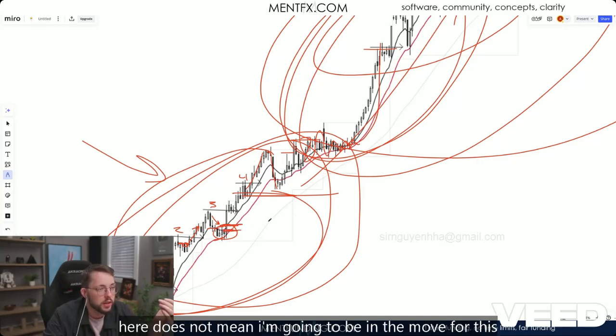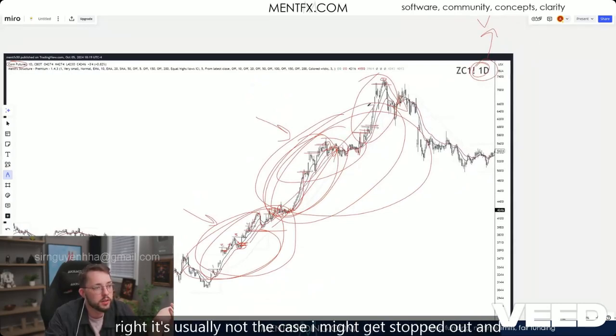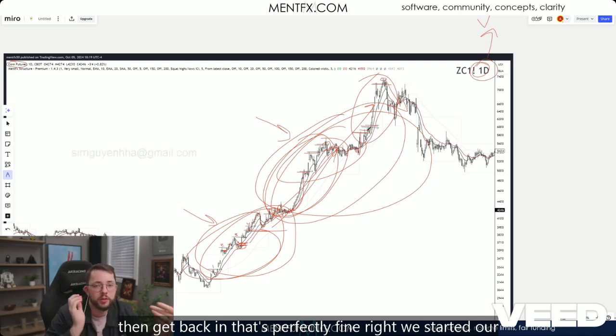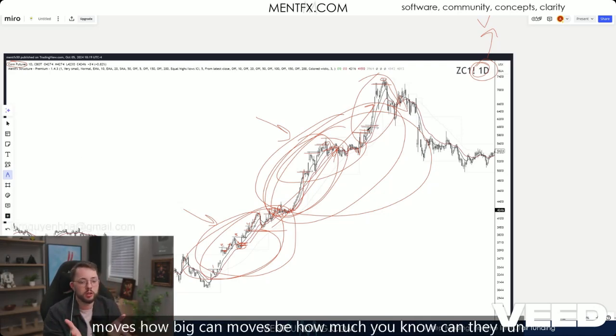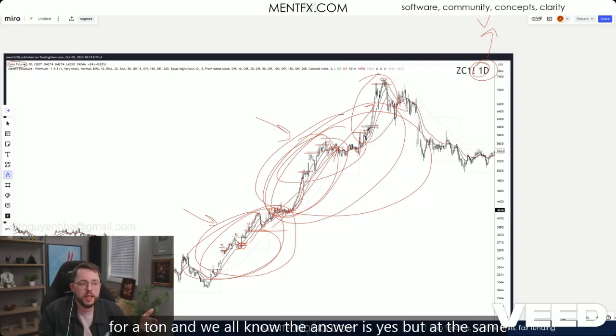Now, I personally, just looking at this, just because I get involved, let's say here, which I might have, does not mean I'm going to be in the move for this, right? It's usually not the case. I might get stopped out and then get back in. That's perfectly fine, right? We started our understanding here within the portal of knowing what creates moves. How big can moves be? Can they run for a shit ton? And we all know the answer is yes.